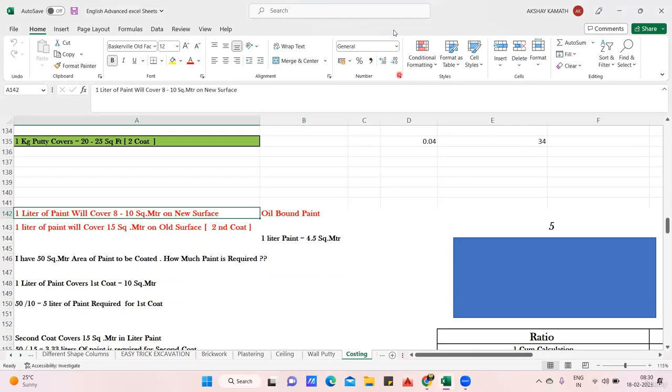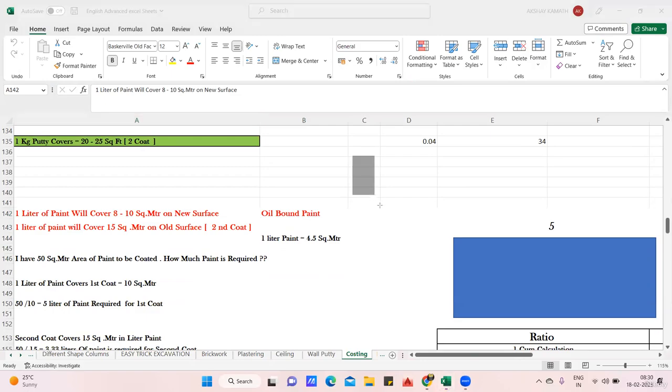Let us say I have a wall here. This is a wall I'm going to consider, and let us say the area of this wall is some 10 square meter. So if you take 1 liter of paint, it can cover 8 to 10 square meter on a new surface. That is for a single coat.